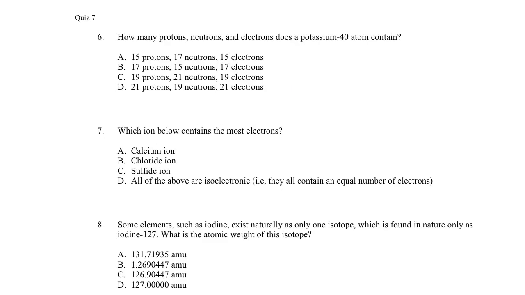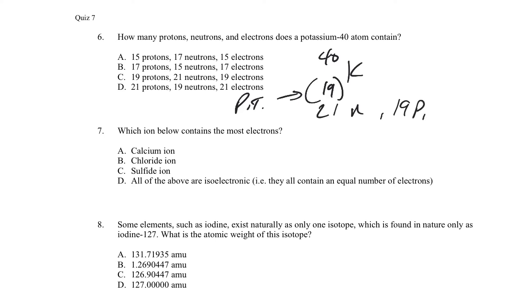Proton, neutron, electron count for potassium 40. So that's K, 40. Potassium's atomic number is 19. We got to look at a periodic table to get this number. It's the atomic number. So we have 21 neutrons, 19 protons, and then the neutral atom. So for total, just the atom, no charge, has the equal number of electrons, 19 electrons. So that looks like C.